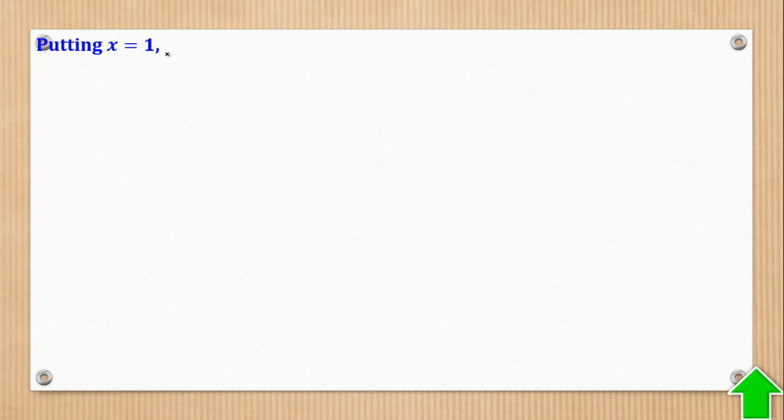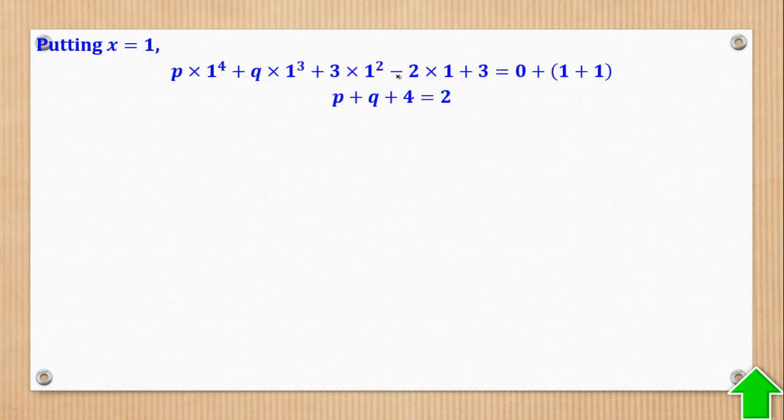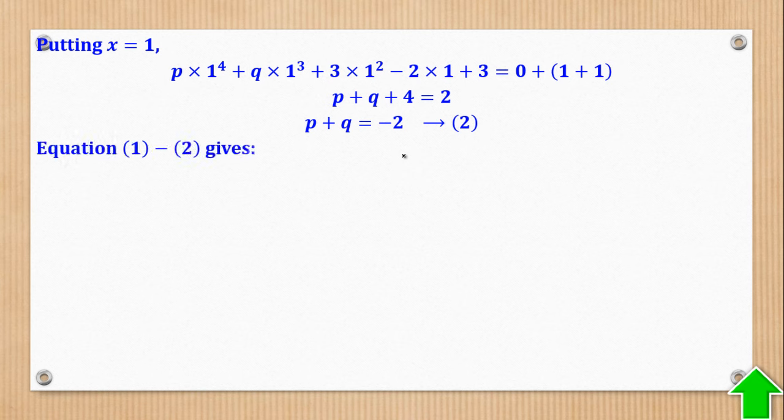So putting x equal to 1, you'll come up with this expression. Simplify to get equation 2. So now we have two equations, equation 1 and equation 2. We need to solve them simultaneously.